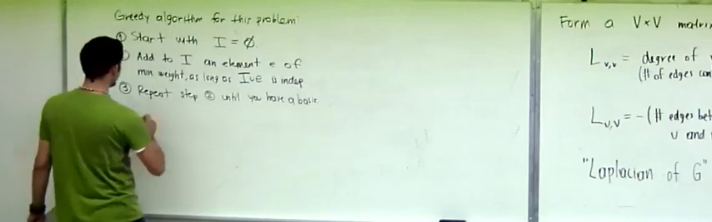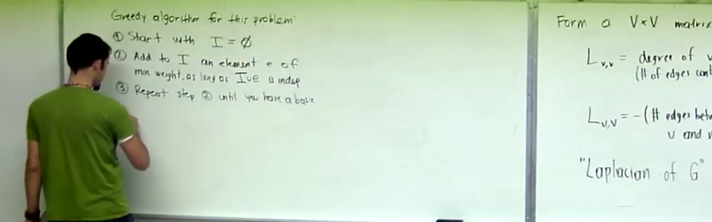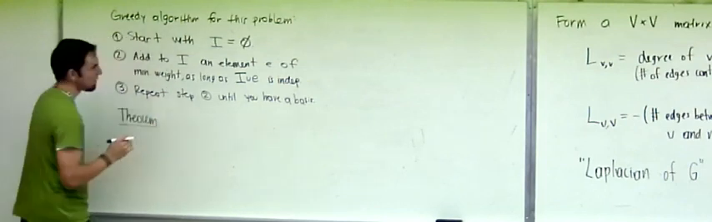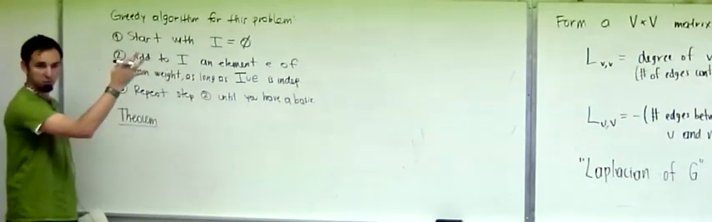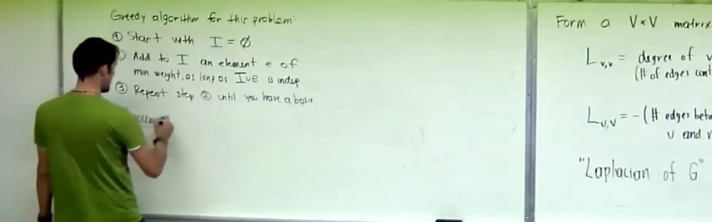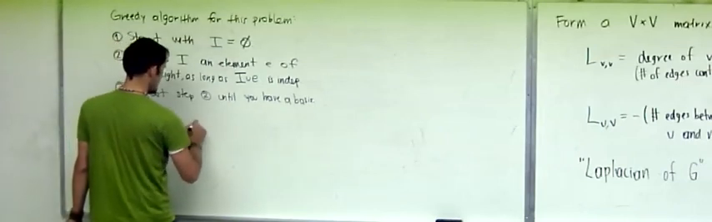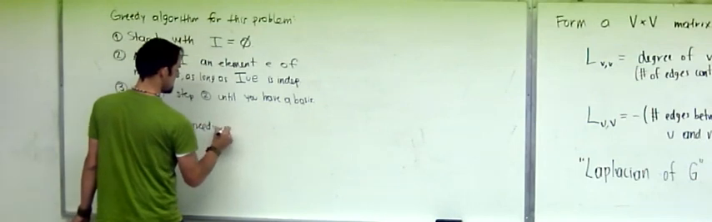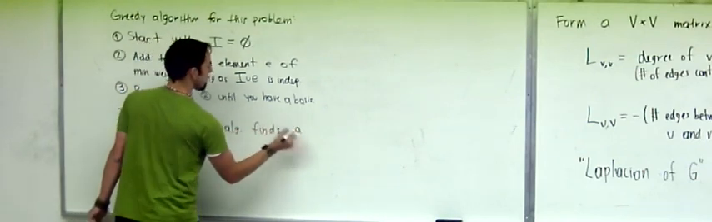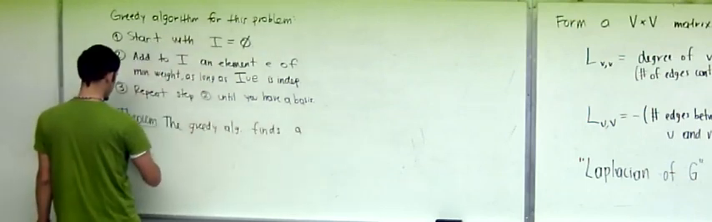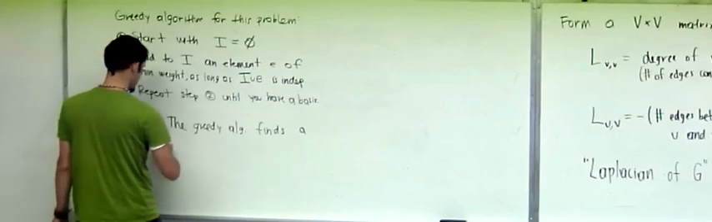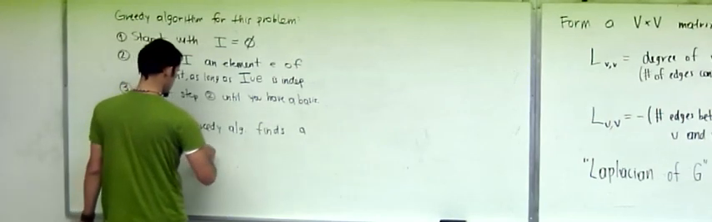Okay. And so, theorem. The greedy algorithm works for the problem of finding a minimum weight basis of a matroid. Theorem, the greedy algorithm finds a basis of the matroid of minimum weight.